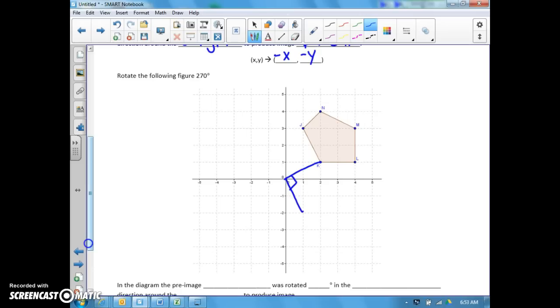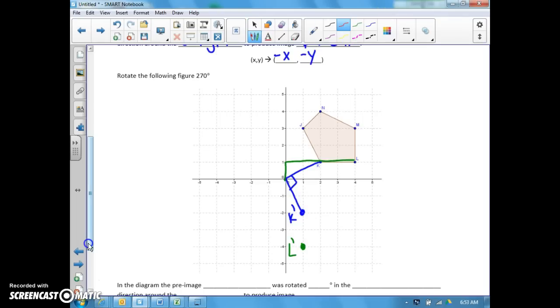Looking at this, to get to K, I went over 2, up 1. To do a 90-degree angle, we do the opposite reciprocal: over 1, down 2. This right here is K prime. To get to L, I went up 1, over 4. So to do L prime, I'm going to go over 1, down 4.